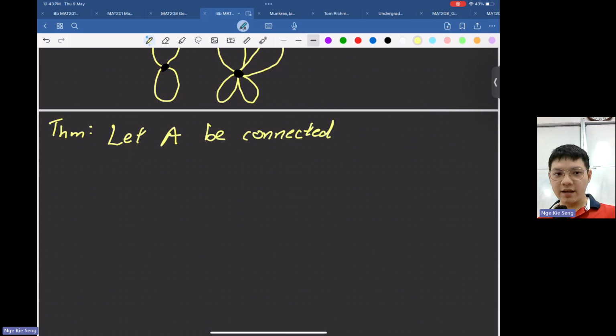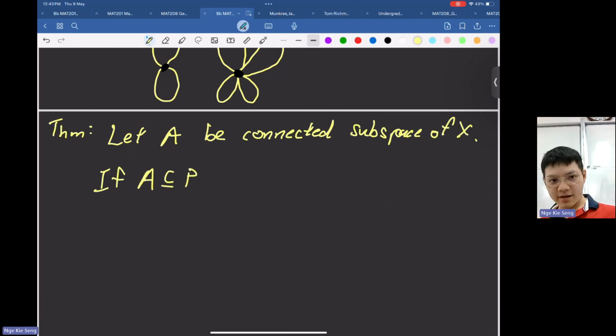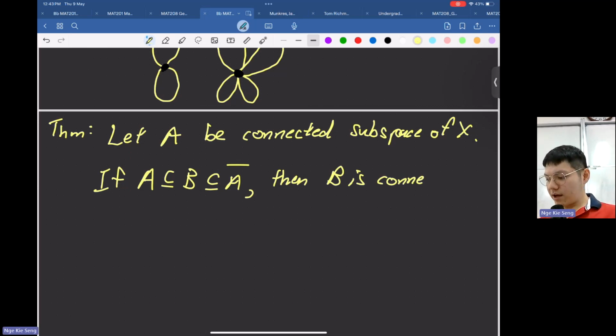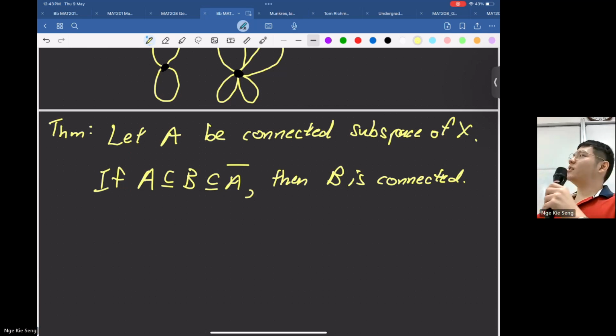I think we won't prove this, it's a very easy exercise, but we will discuss what it's trying to say. So let A be a connected subspace of X. If A is a subset of B and B is a subset of A bar, then B is connected. So what kind of concept is this? You have a connected subspace, and then you have a potentially bigger set that contains A. And what's the other thing saying? B is in the A bar. What does this say? Every point in B is a point in A bar.